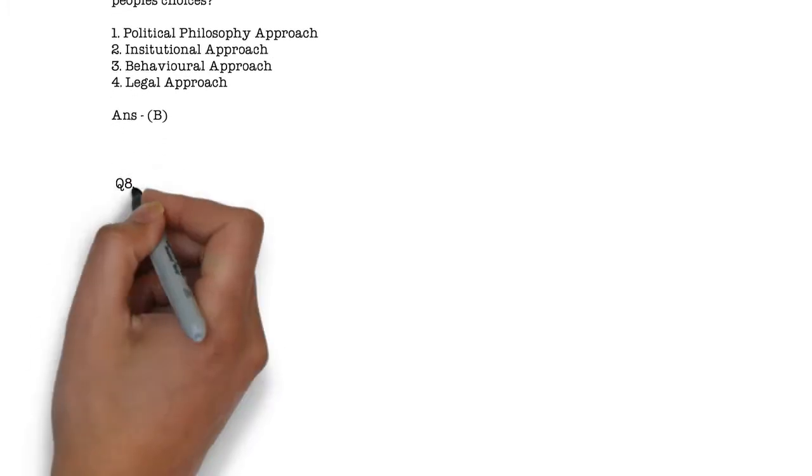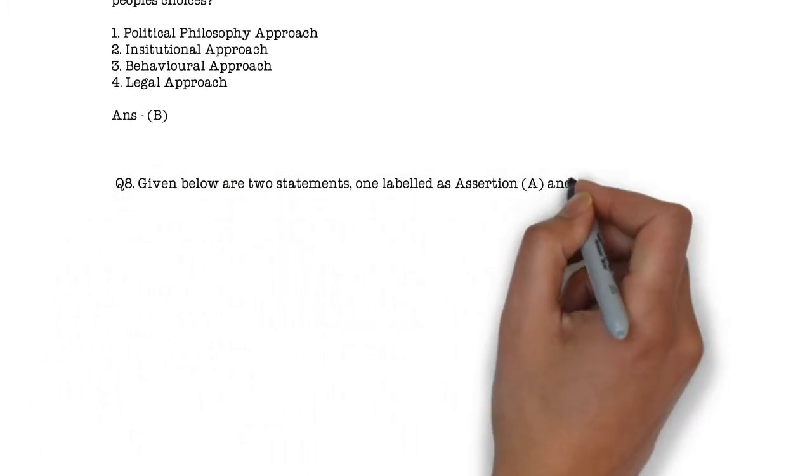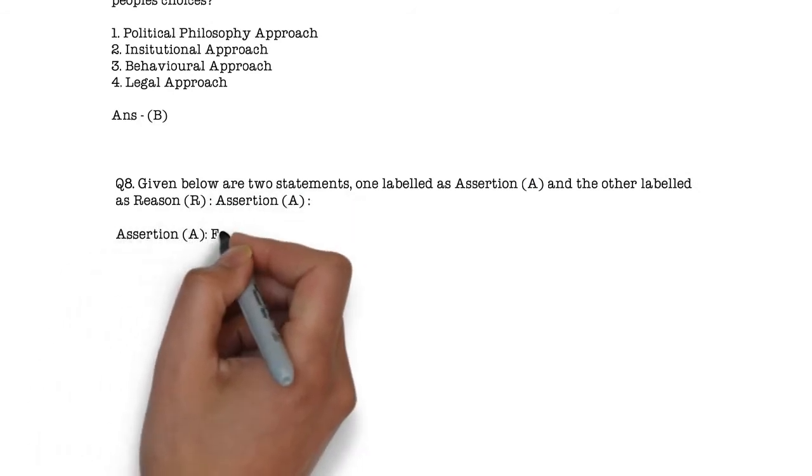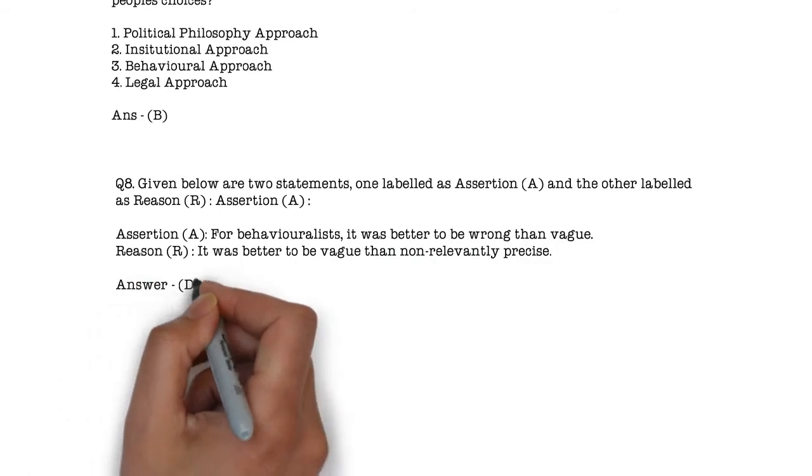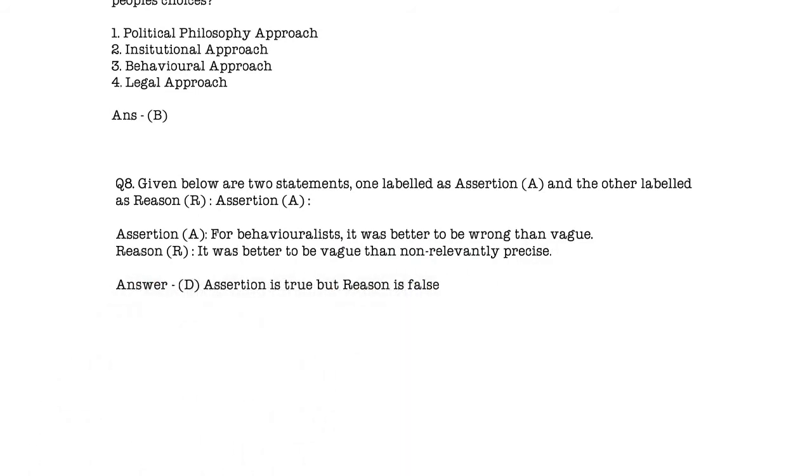Question number 8. Given below are two statements. The assertion is, for behavioralists, it was better to be wrong than vague. Reason is, it was better to be vague than non-relevantly precise. Here the answer would be, assertion is true but reason is false.